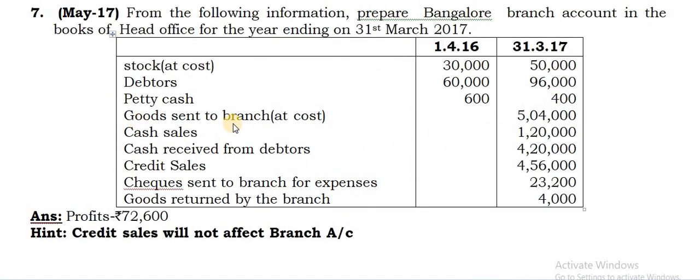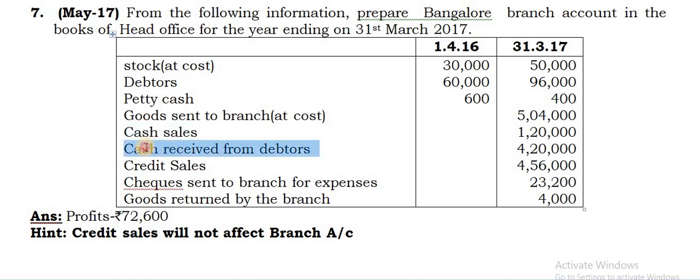This is the 17th question, again similar to the previous one, but no creditors here. So opening liabilities are not there, only assets are there. Opening assets, you take all these three on the debit side, these items on the credit side. Goods sent to branch, you know where to be taken, debit side. Cash sales, take on the credit side as remittances, as by bank account, that you can take cash sales.